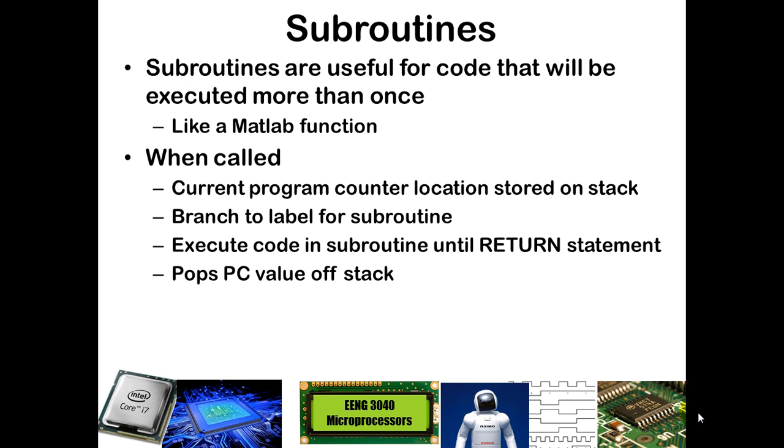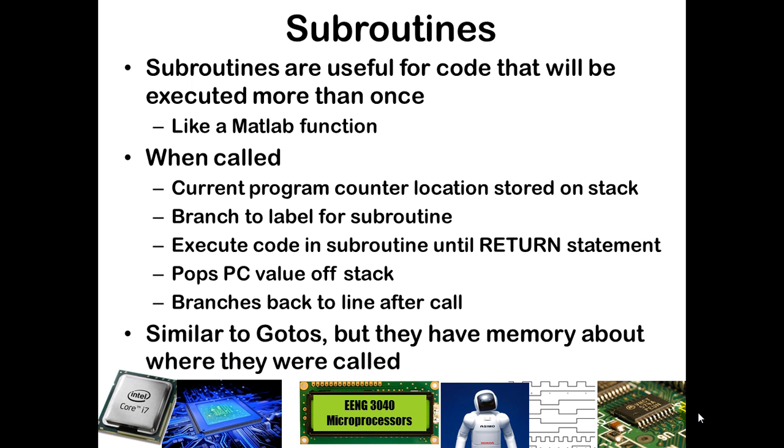So it's basically you call the subroutine, and then you get to the return statement, which means you're done with the subroutine, and now it's time to go back and keep executing code. When that happens, it branches back to the line after the call, and continues running the code after that call to the subroutine. This is very similar to go-tos, except go-tos don't maintain any memory. When you have a go-to, they don't put anything on the stack, and so they just branch unconditionally. In this case, you're going to call the subroutine, and you're waiting for a return so you can get back and keep executing code from where the subroutine was called.